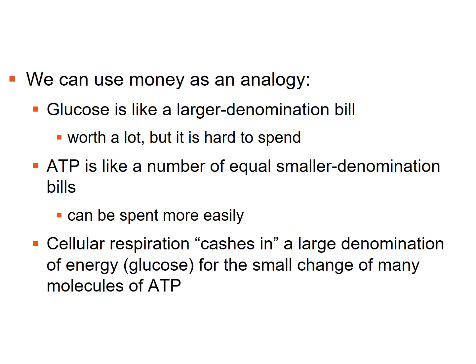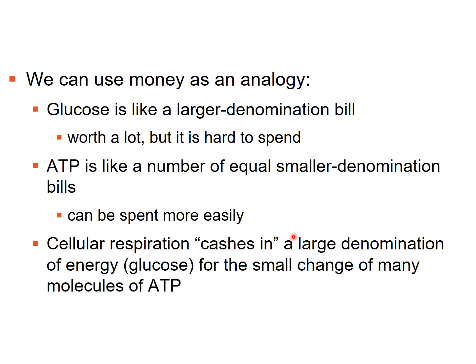We can use money as an analogy to talk about the energy that's derived in this process. In terms of glucose, glucose is like a larger denomination bill. It's worth a lot, so it's holding a lot of energy, but it's hard to spend. What we mean is it's hard to break down, or it's hard to get that energy. The energy must be extracted from glucose. Now, ATP is like a bunch of equal smaller denomination bills that can be spent more easily. It's already available to do work.